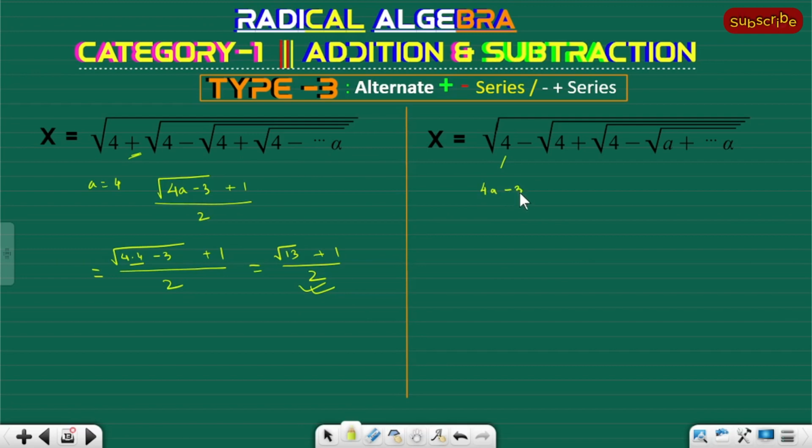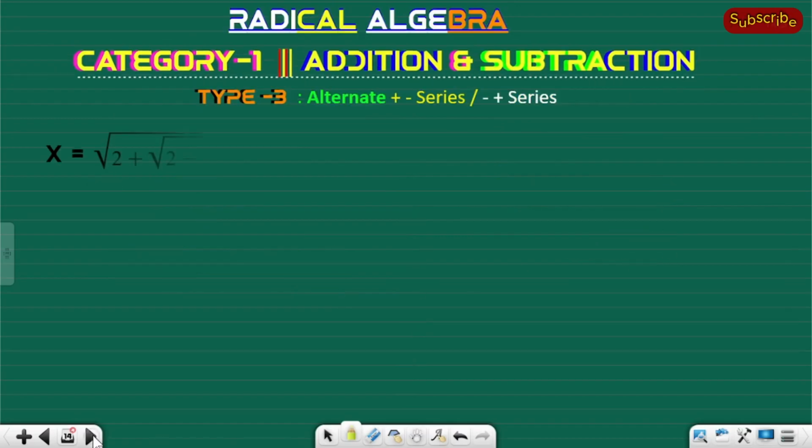Here let's see. 4a minus 3. Since this is negative, it will be negative 1 by 2. 4 into 4 minus 3, minus 1 by 2. The answer would be root 13 minus 1 by 2. Let's see one more example.